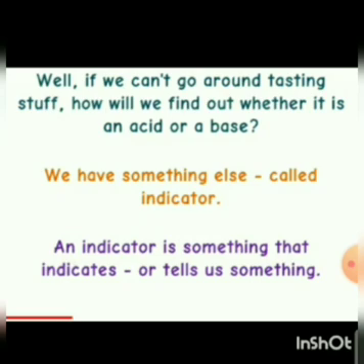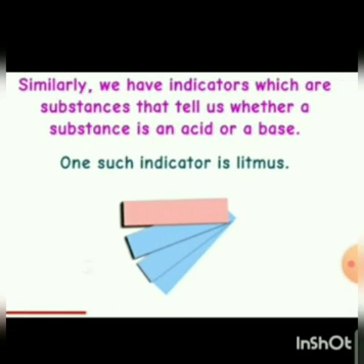An indicator is something that indicates or tells us something. Your face is an indicator of your mood. It tells whether you are happy, sad, bored or sleepy. Looking at your face, we can tell how your mood is. Similarly, we have indicators, which are substances that tell us whether a substance is acidic or basic. With the help of these indicators, we can identify whether a substance is acidic or basic.